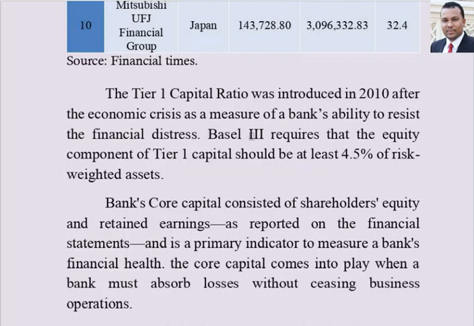Based on Basel III, what do we mean by Basel? The Basel International Committee regulates and manages the banking business in the world. Based on Basel edition 3, Tier 1 capital should be at least 4.5. In this case, we talk about the equity component. The equity component of Tier 1 capital should be at least 4.5% of risk-weighted assets.